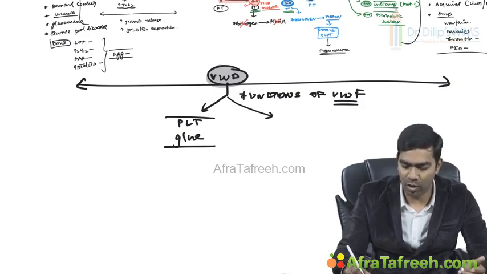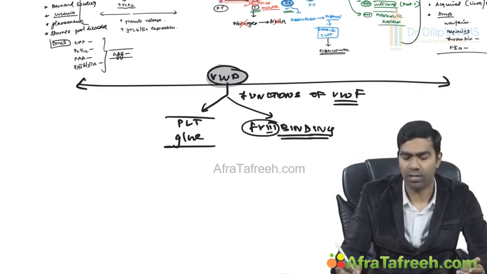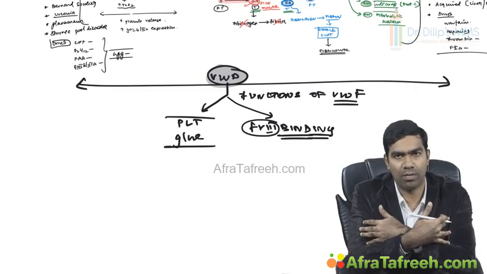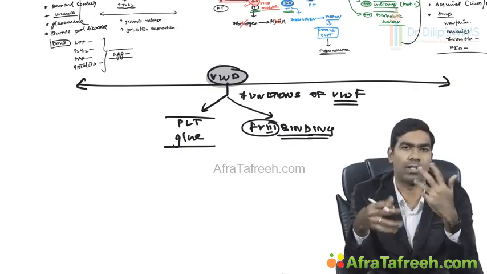So the second one, it's also going to bind with factor 8. Factor 8 binding is a very important function. For example, it's going to hold the factor 8 like a kangaroo, and it's going to protect it from external damage, which means it's going to increase the half-life of factor 8.